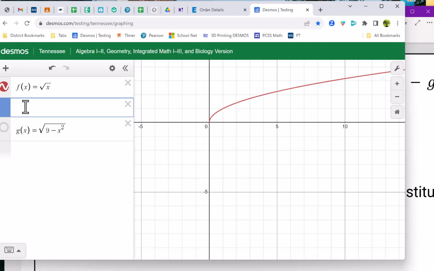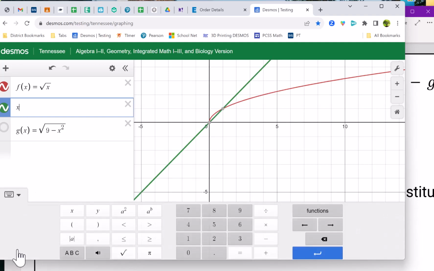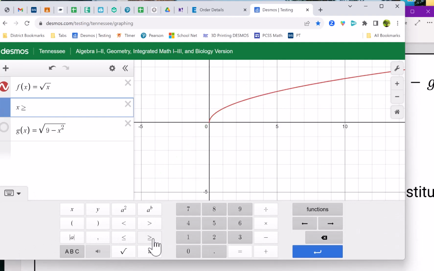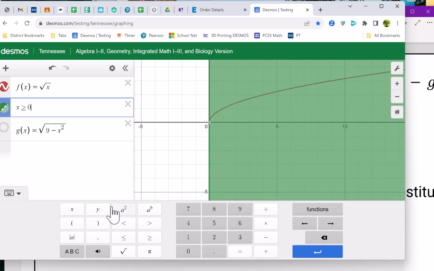What is the domain of the square root of x? We should know that. The domain is x greater than or equal to, and you're going to have to click on your little keyboard down here to get that 0. So if you graph x is greater than or equal to 0, it shades all of the x values where that graph exists. Okay, so it should start at 0, and then it's all those positive numbers past that. Okay, now go ahead and hide that.